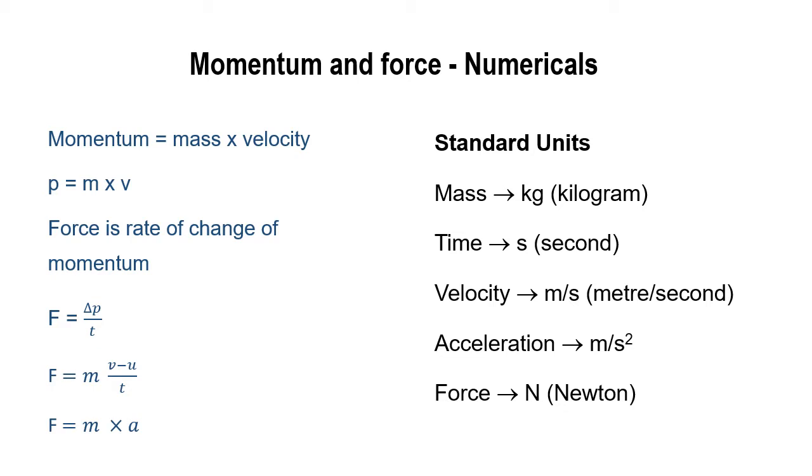And what is force? In Newton's second law we saw force is the rate of change of momentum, which means F is equal to delta P upon t. Delta P means change in momentum. What is change in momentum? Final momentum minus initial momentum. So we have mv minus mu upon t. If you take m common, it is m times (v minus u) upon t. So we got the formula F equal to m into a.